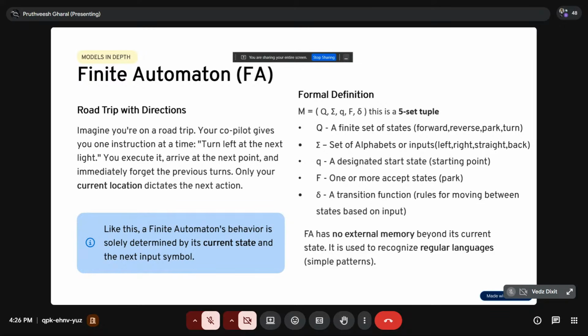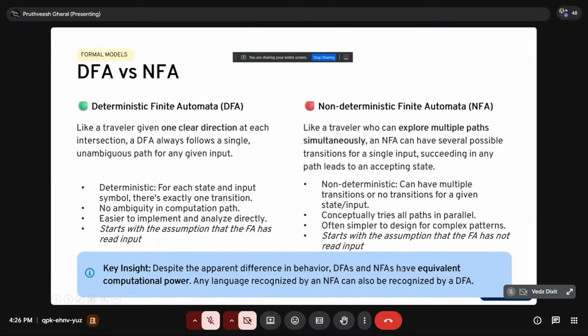This regular language we'll see in the next lecture, but it has zero memory, as we've seen. It does not know whether it took a turn or not. It has no external memory. It has the memory that it is in the current state. That is it. So it can recognize a regular language. What it is, we'll see later.